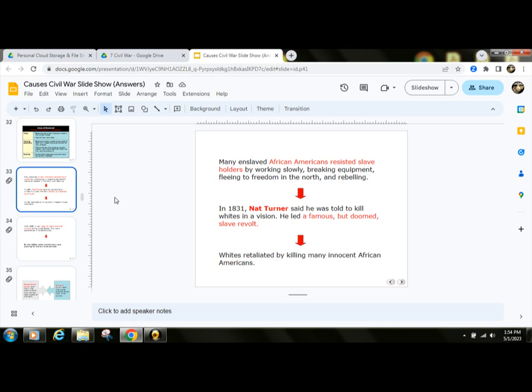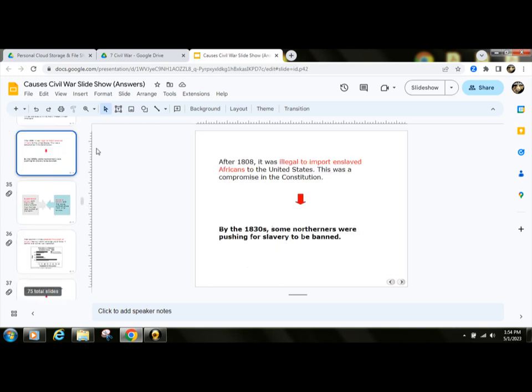So remember, this slideshow is about causes of the Civil War. So think of cotton. Would it be fair to say that cotton was a cause of the Civil War? Tariffs, okay, the National Bank, Nat Turner here. These are all reasons, many reasons, that caused the Civil War. After 1808, it was illegal to import enslaved Africans to the U.S. This was a compromise in the Constitution. By the 1830s, some Northerners were pushing for slavery to be banned. So slavery is going to become an issue as well in the Civil War.